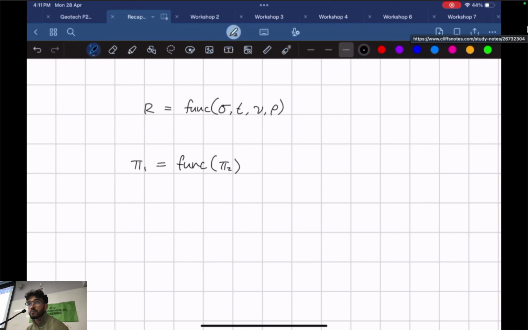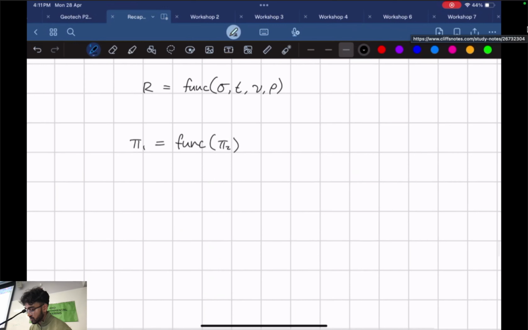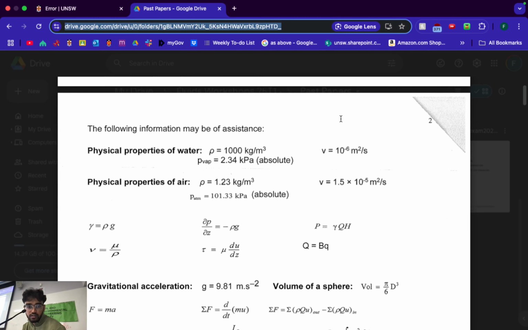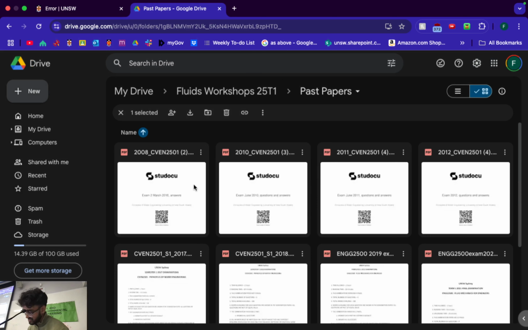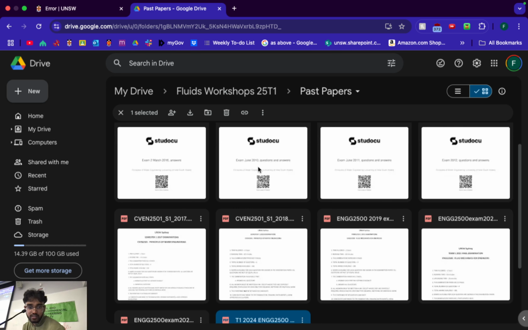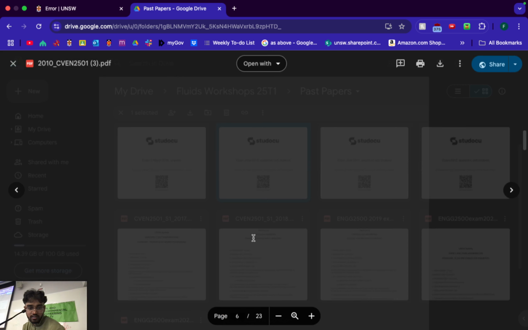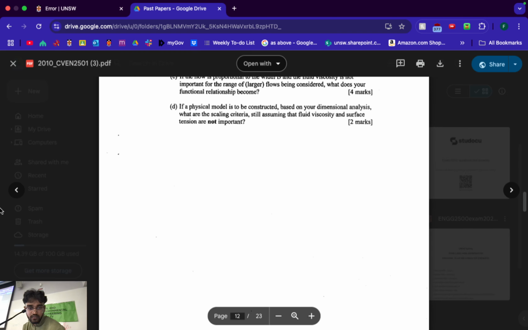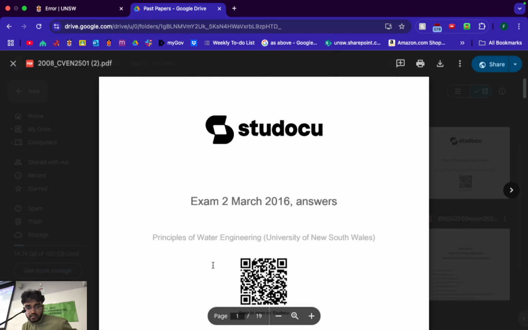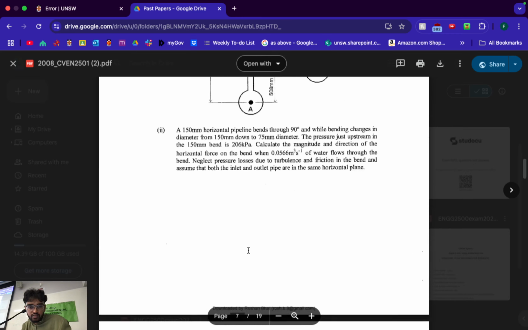So we're going to sub in pi 1, and we're going to sub in pi 2. So pi 1 is going to be R over... I don't know what pi 2 is, so I'm going to figure it out in my head. What paper is this? I'm going to guess 2010. Bear with me. 2016.